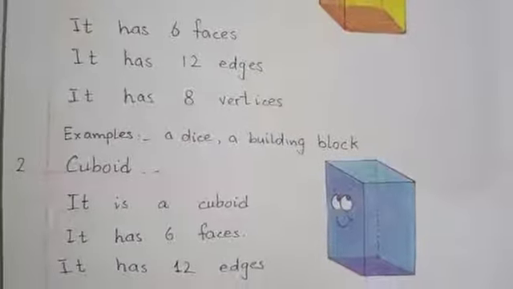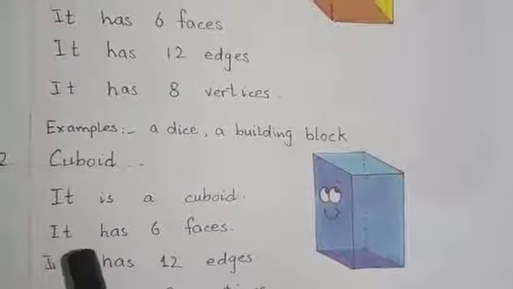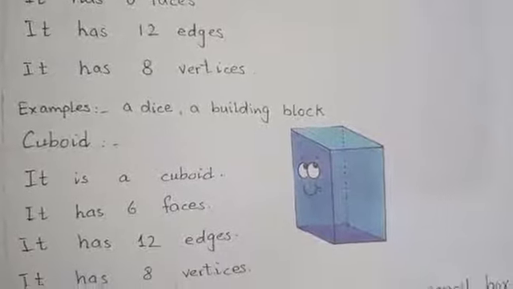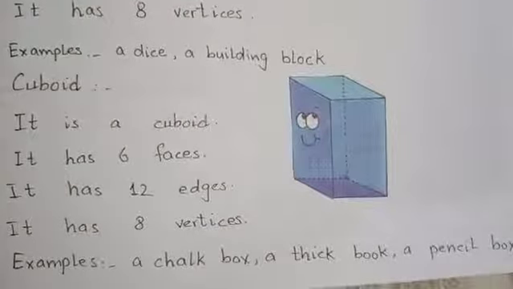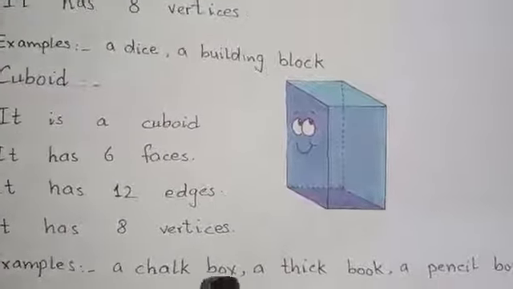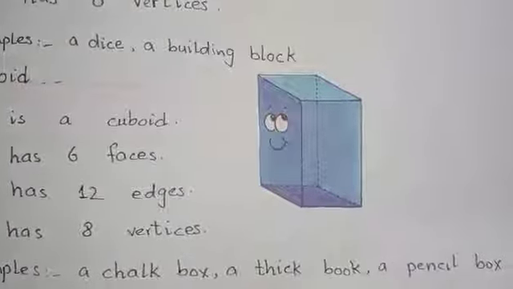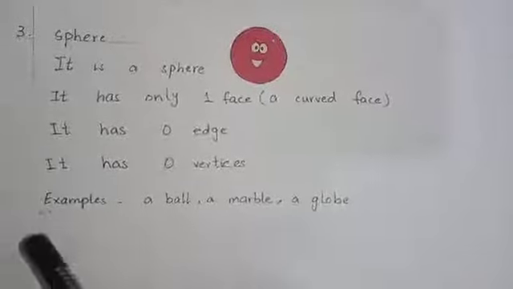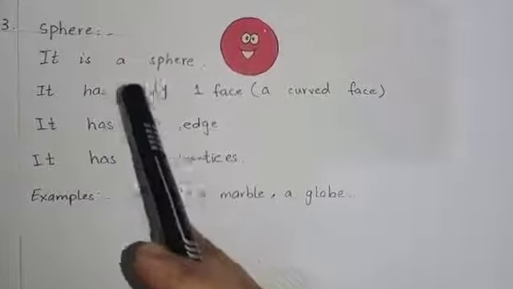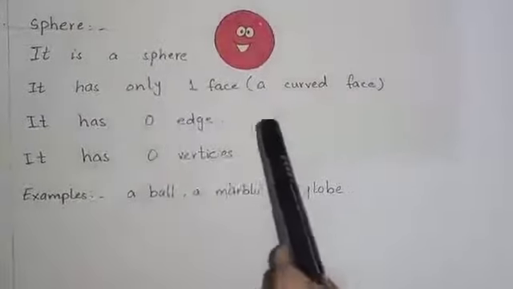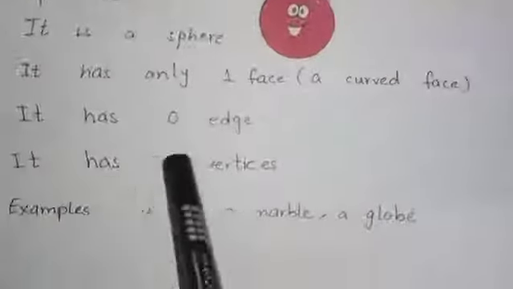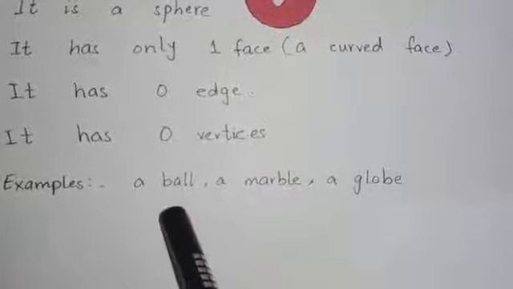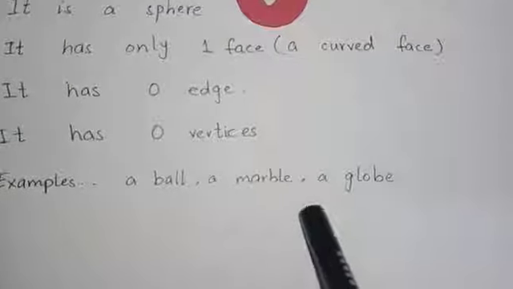Now our second shape is cuboid. It is a cuboid. It has 6 faces, it has 12 edges and it has 8 vertices. Its examples are a chalk box, a thick book and a pencil box. Next shape is sphere. It has only one face, a curved face. It has 0 edge and it has 0 vertices. Its examples are a ball, a marble and a globe.